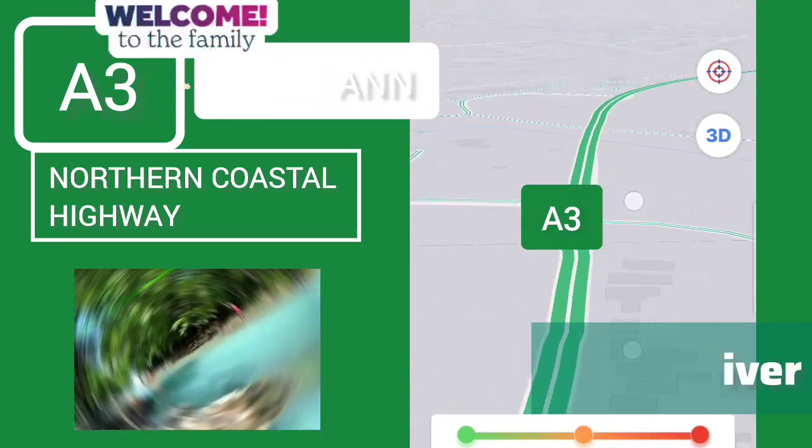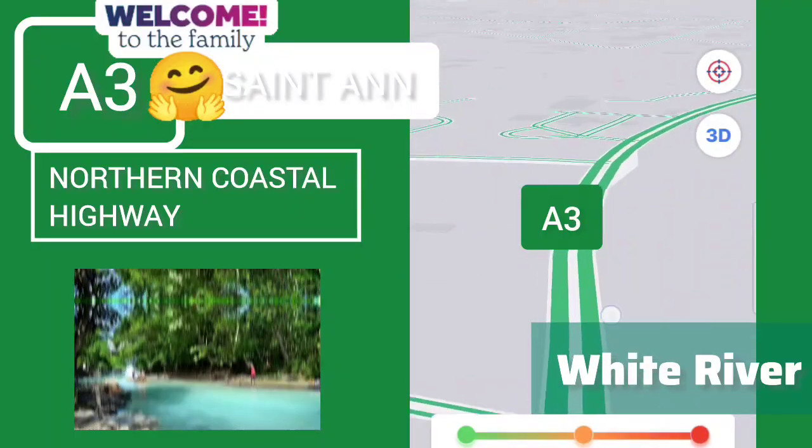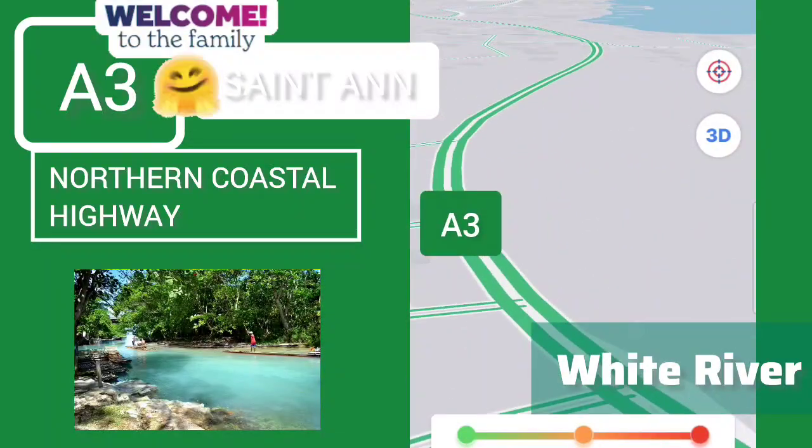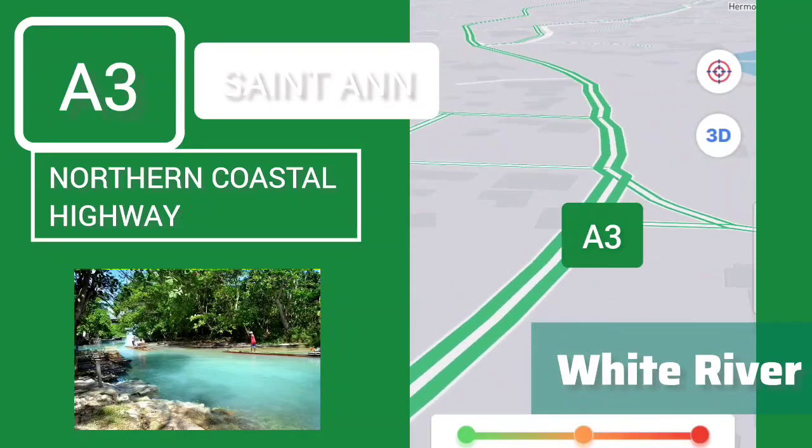Discover Bay. Okay, so right here now we're exiting the parish of St. Mary and we're now into St. Ann. So welcome to St. Ann, and we are now within the White River area, heading into the Ocho Rios City Center.